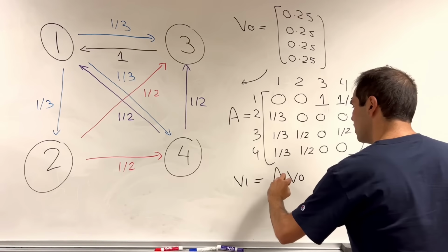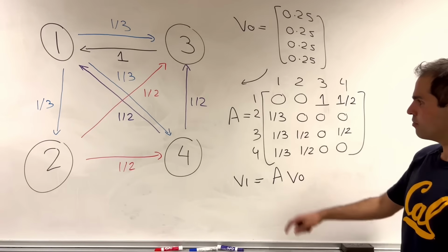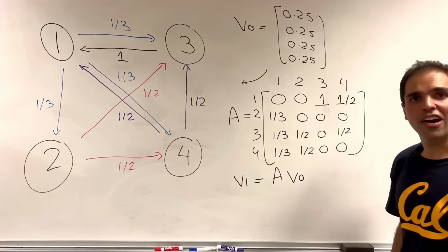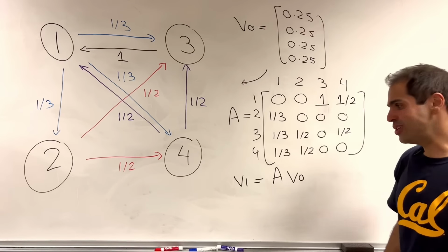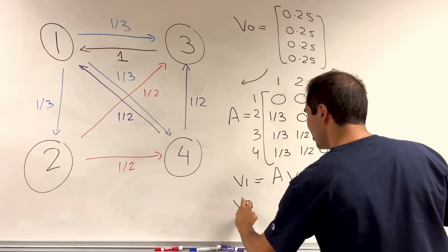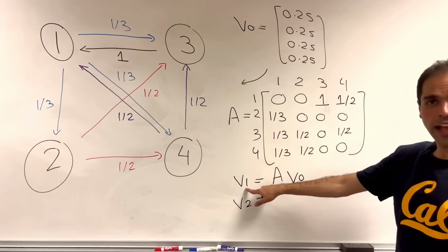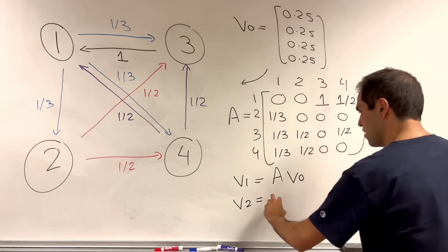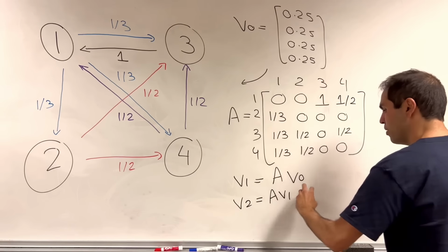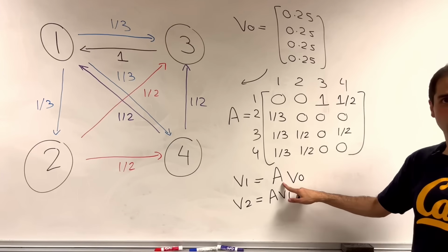So V1 is A V0. And to figure out what happens after two clicks, to figure out V2, that's just what happens when you apply A to the first step. So A V1. But remember, V1 itself is transitioned.